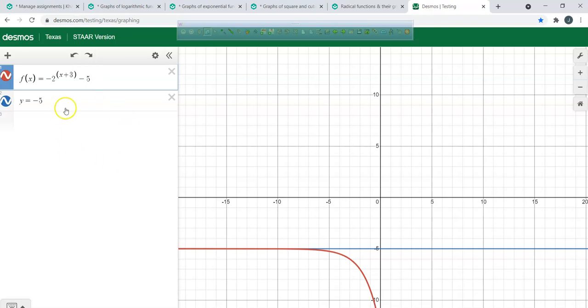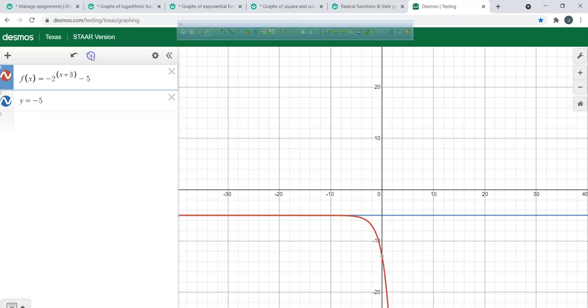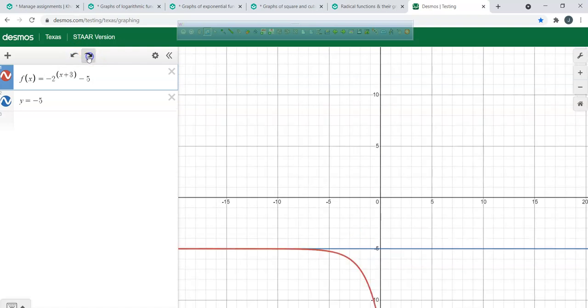You're like, no, it's not. It's reflecting it across negative 5. But what was that before we shifted it? That would be the x-axis. So that negative still reflects it across the x-axis. Okay, so be aware of that.